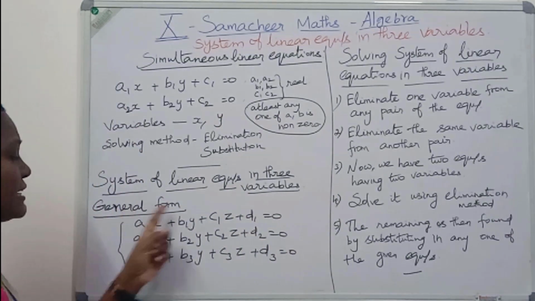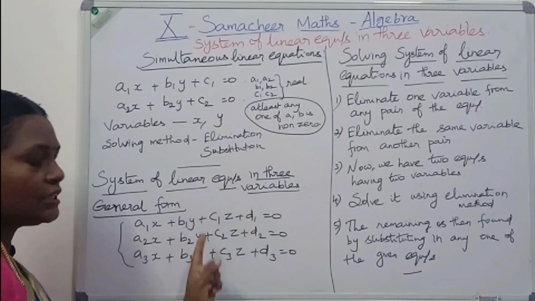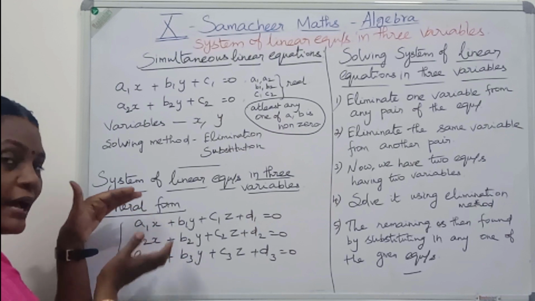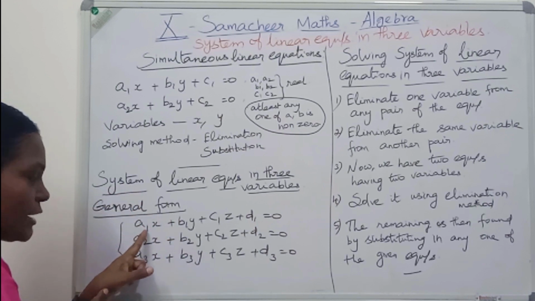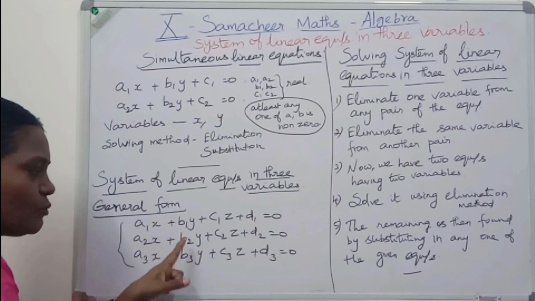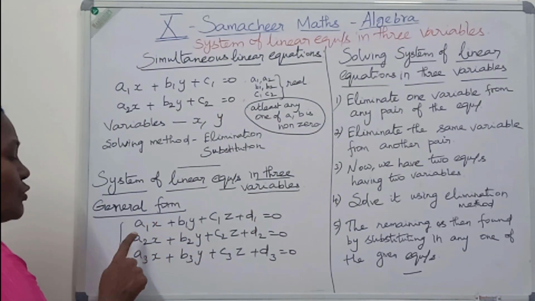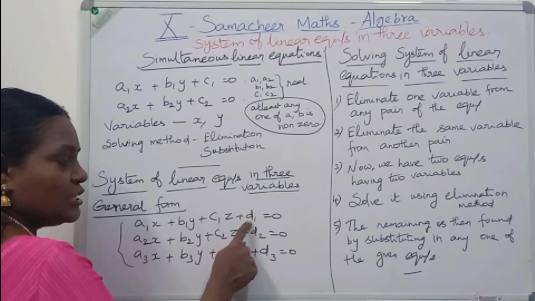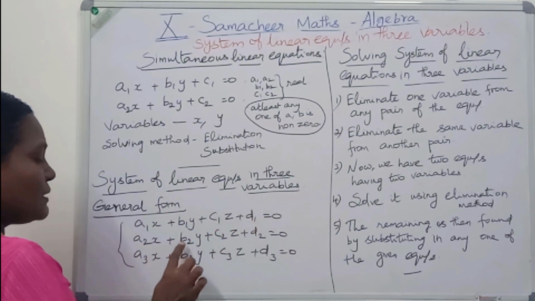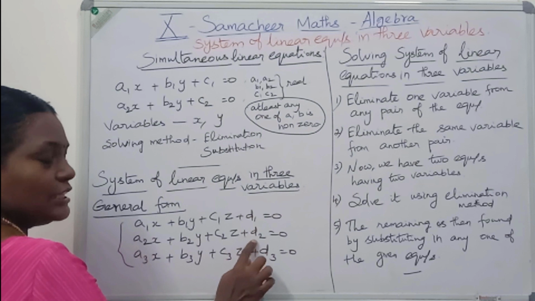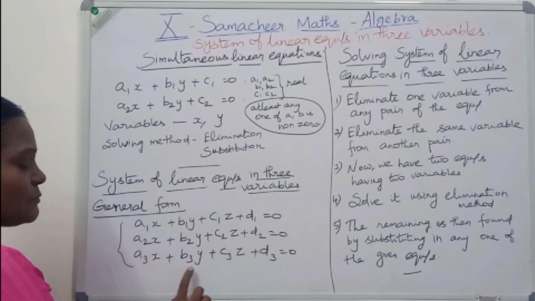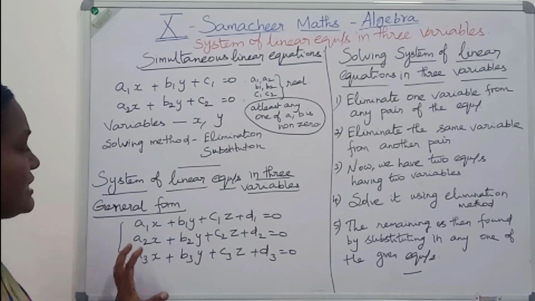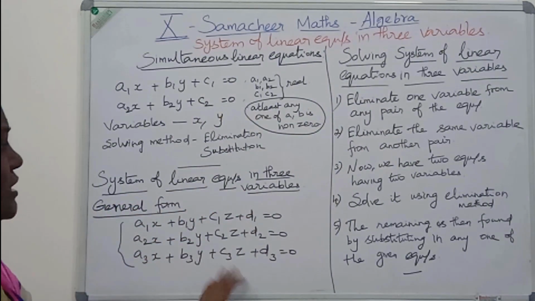So the general form of the system of linear equations in 3 variables is as follows. Because we have 3 equations, to identify them we put a1, a2, a3, and likewise b1, b2, b3, c1, c2, c3. The first equation is a1x plus b1y plus c1z plus d1 equal to 0, a2x plus b2y plus c2z plus d2 equal to 0, a3x plus b3y plus c3z plus d3 equal to 0. These 3 are the general form of a system of linear equations in 3 variables.